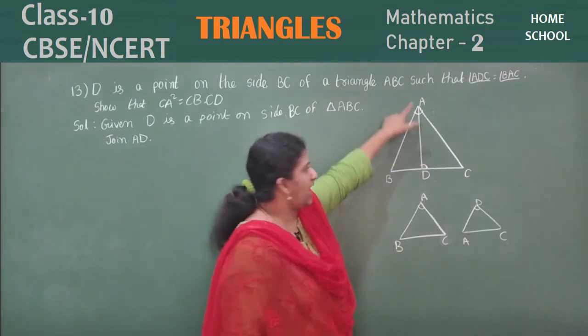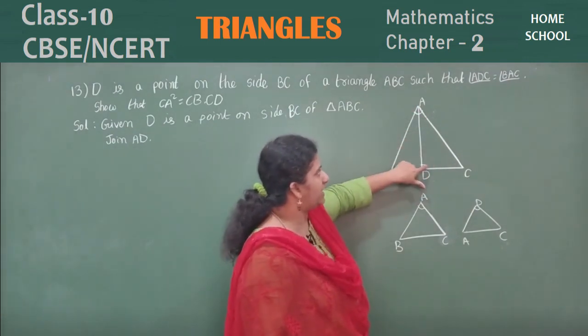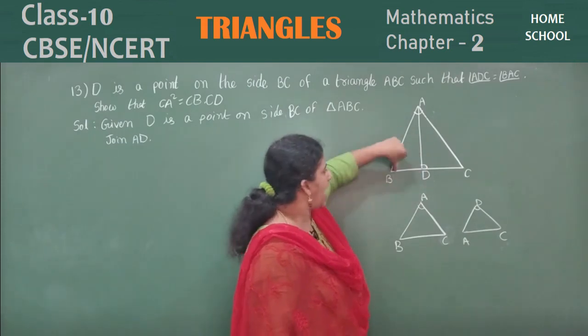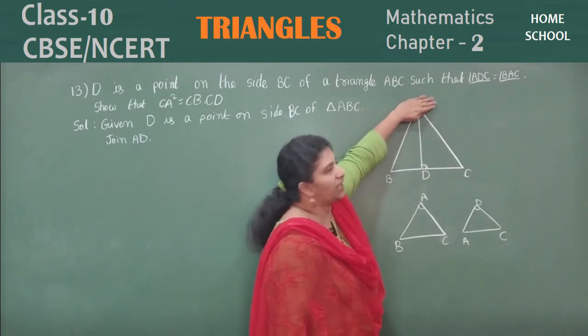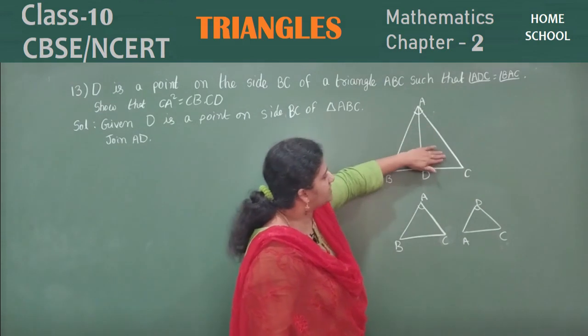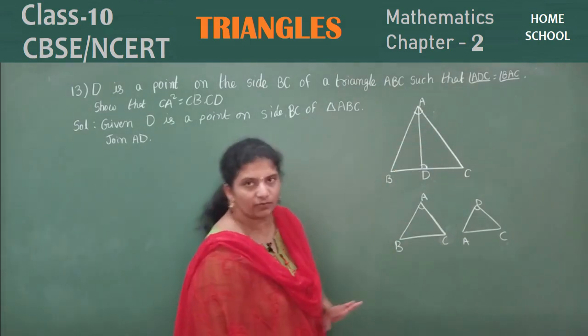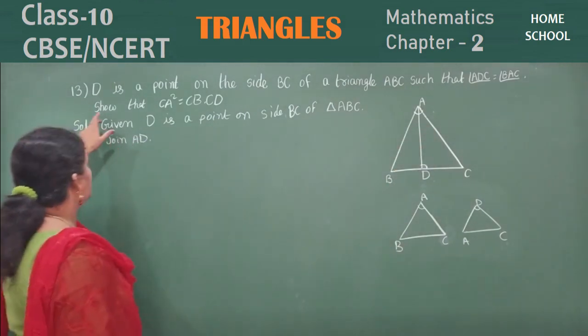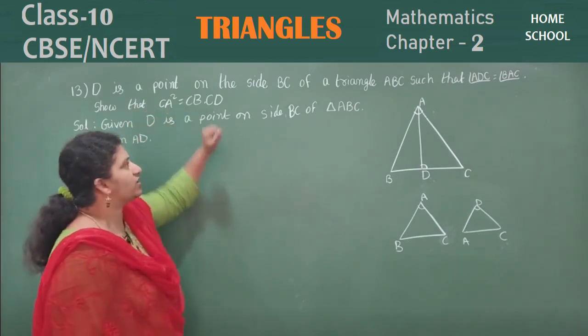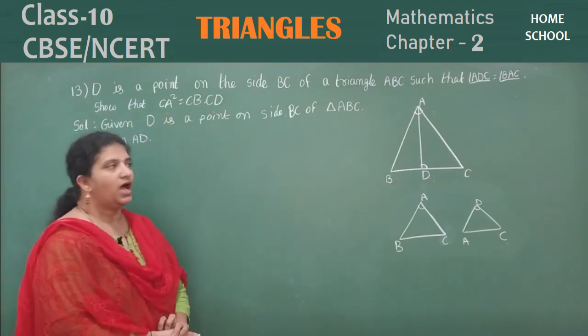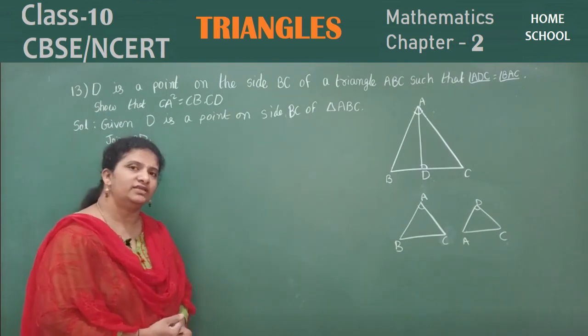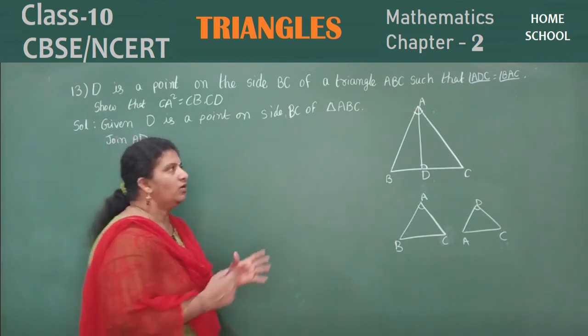Here, angle ADC is equal to angle BAC, the full complete angle, and this side angle is equal, given. So, show that CA square is equal to CB into CD. How can I find this? Okay, let's see here. What is given?